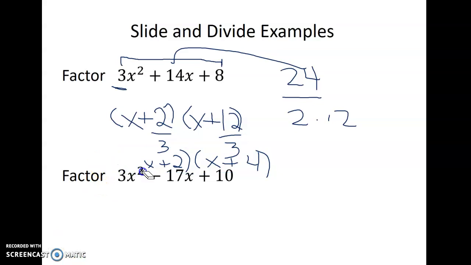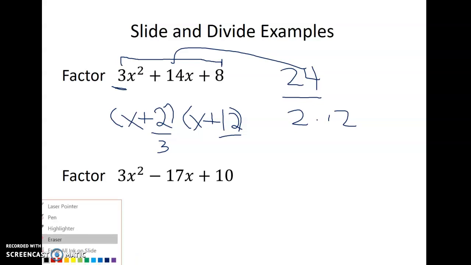Again, we just did this one. Let's erase this. If you need to go back and get that answer, go ahead and get it. But I needed to move it so that I could finish doing what I need to do. All right, slide and divide. We're going to slide the first term over here. There's no GCF, all right, and we get 30.